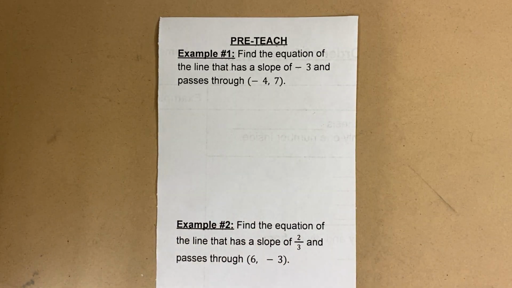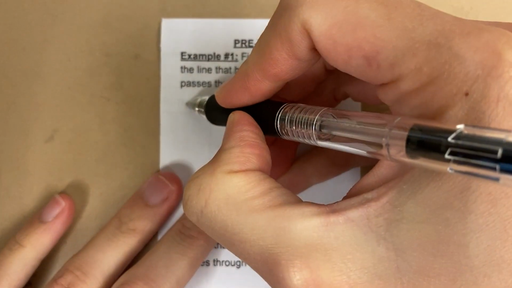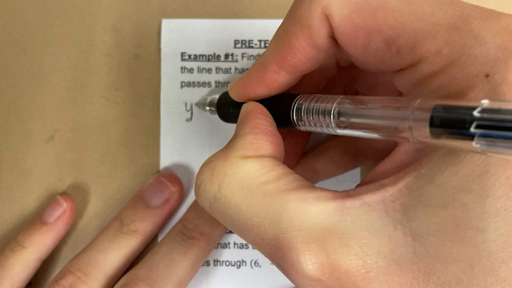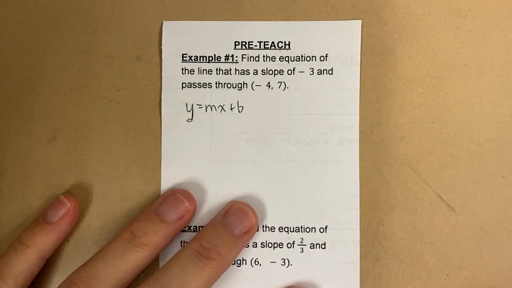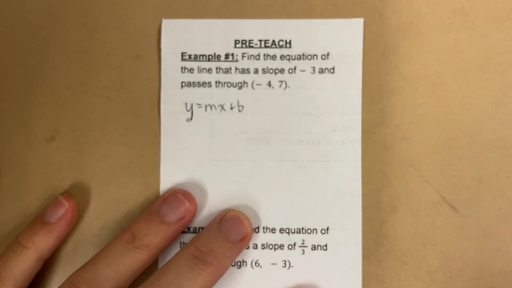All right, I want the equation of the line that has a slope of -3 and it passes through this point, (-4, 7). So here's what I do. I say, oh, I know what the equation of a line looks like. It looks like y = mx + b. And you know what? I have some information about this line already.